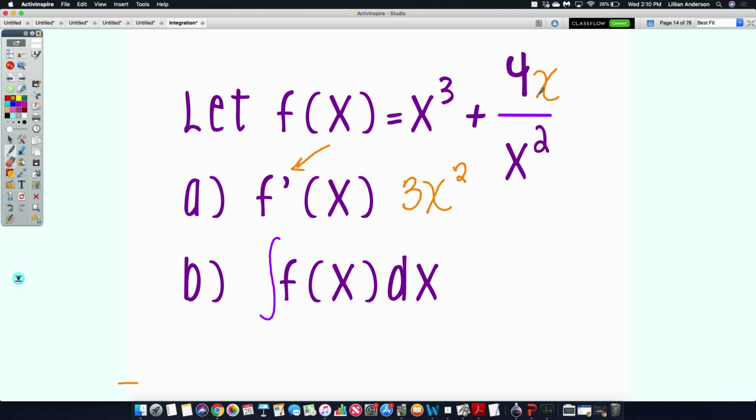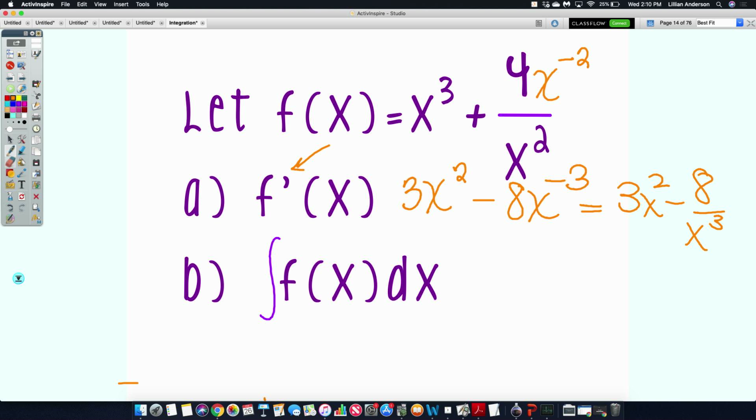This turns into x to the negative 2. So then this becomes negative 8x to the negative 3. So then your answer is 3x squared minus 8 over x to the third for your derivative. No plus c needed or anything.